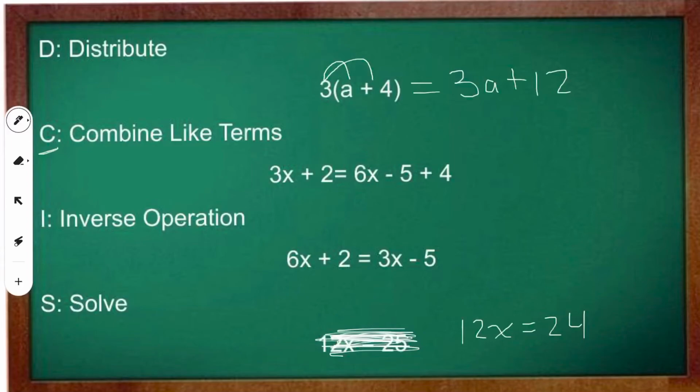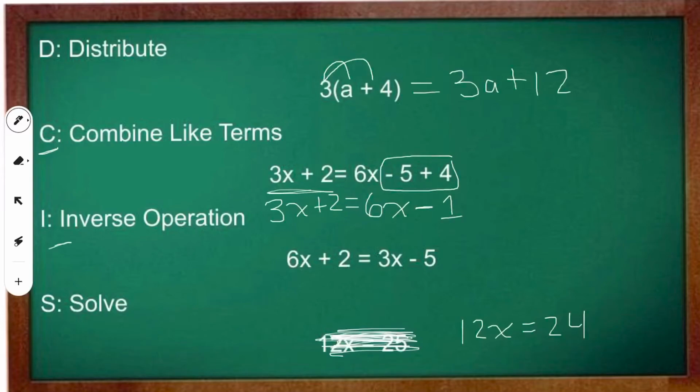C, combining like terms. What I mean by combining like terms, you look at like terms on the same side of the equation. So if you look at the left side of the equation, you see 3x and positive 2 are not like terms because it's a variable term and a constant. But if you look on the right side of the equation, you can see negative 5 and positive 4 are like terms. So we combine them by adding them together. So you bring down your 3x plus 2, bring down your equal sign, bring down your 6x, and negative 5 plus 4 gives us negative 1.